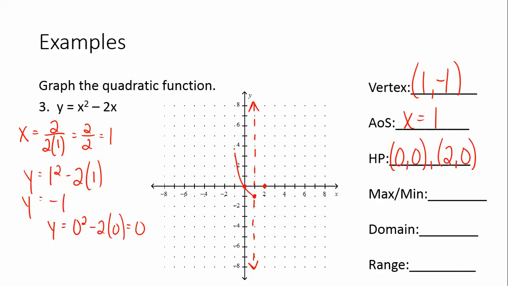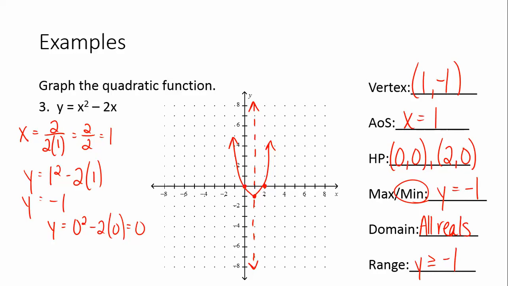So now we can draw the parabola. It should be opening upwards because the coefficient in front of x squared is a positive 1. We have a minimum value, and it's down here at y equals negative 1. Our domain is all reals, and our range is y is greater than or equal to negative 1. Because it opens upward, remember this graph continues on in the positive direction, so we're talking about all the y values greater than or equal to negative 1.